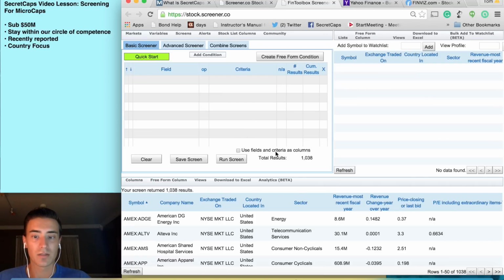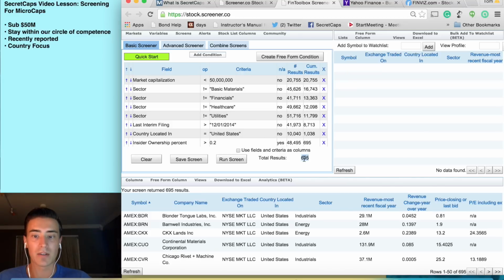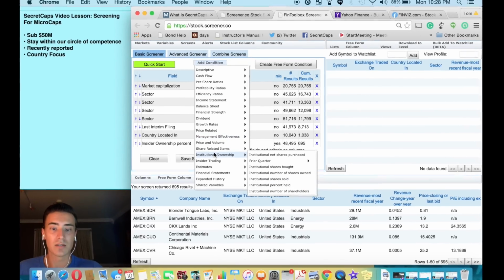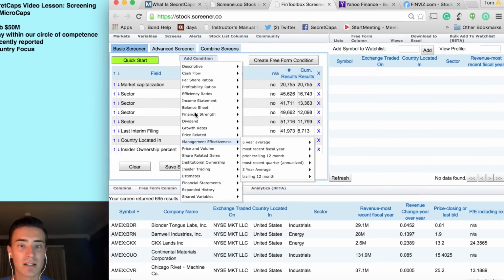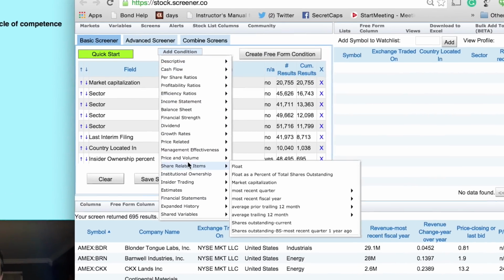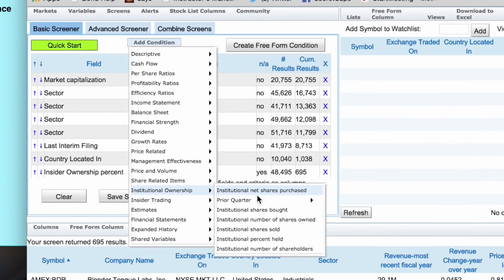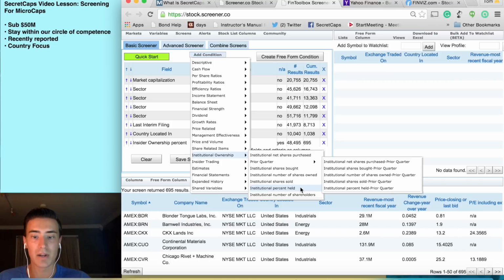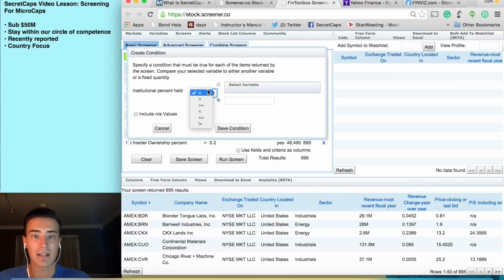So save condition. So now we got rid of another 300 names. We're down to 700. Another item we could do is, for example, you could play around with many of these things. I'm just going through an example screen here. But another thing you could look at is institutional ownership. And you do that by institutional percent held. I like to do less than 30%.